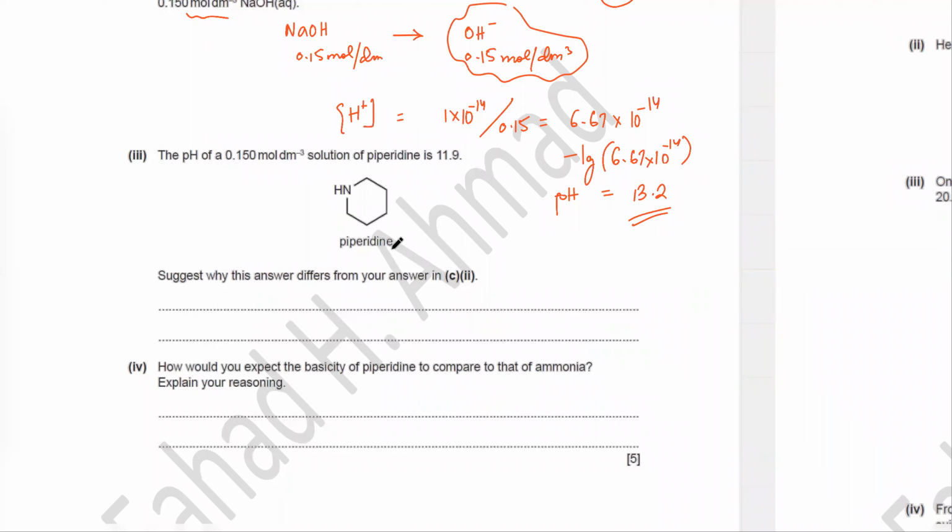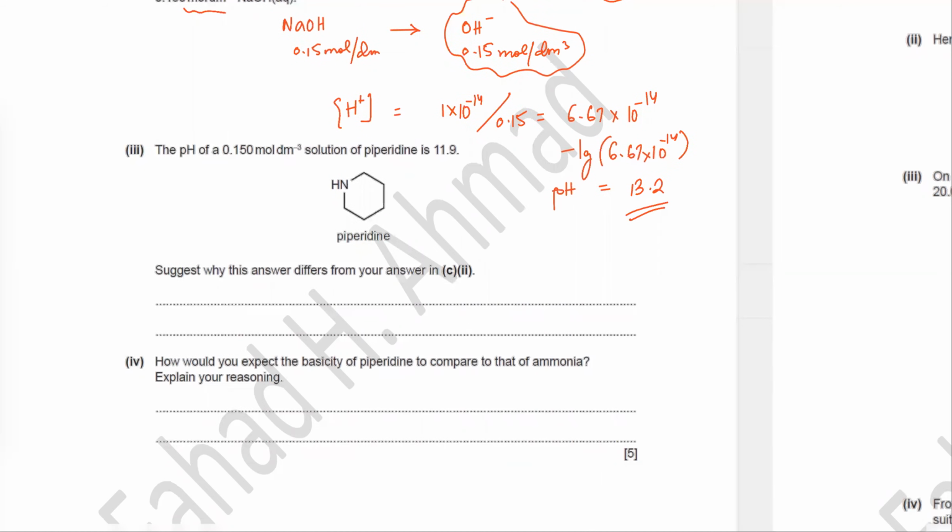Is it because the nitrogen lone pair and the benzene pi electron cloud overlap? Yeah, but the main reason is it's a weak base. So NaOH is a strong base. It completely ionizes, so it produces a lot of OH ions, right? If it's 0.15 mole per dm cube, the OH ions would also be 0.15 mole per dm cube. This one is a weak base. So piperidine is a weak base.